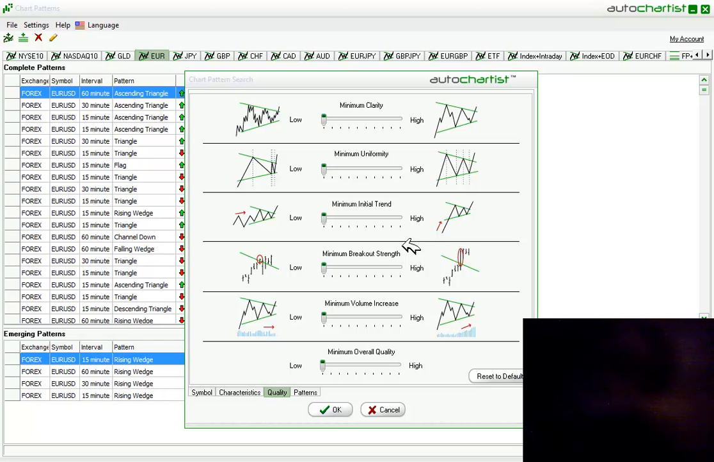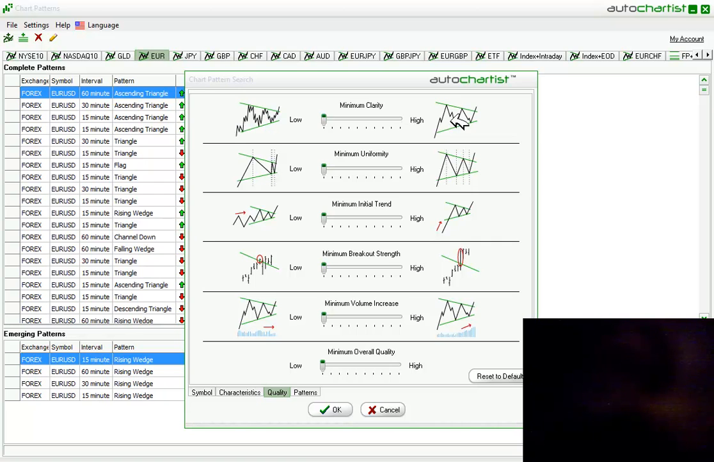The three quality indicators: clarity, uniformity, and initial trend. Let's define those quickly here. Clarity is a reflection of the price action that formed the pattern. So if price action is rather wild, if it's rather erratic, okay, the clarity will be considered low.